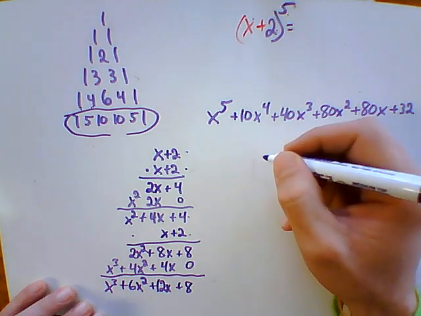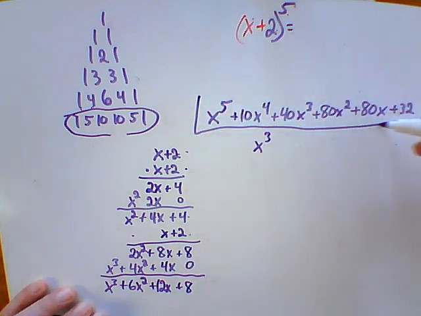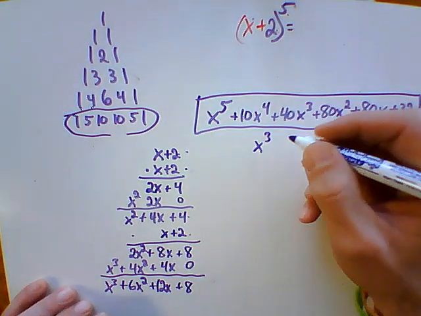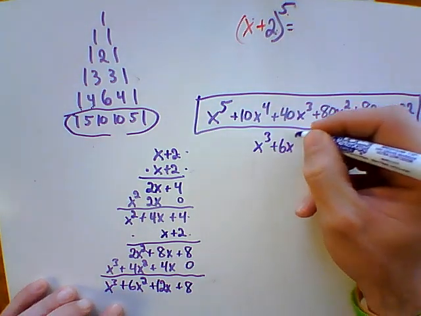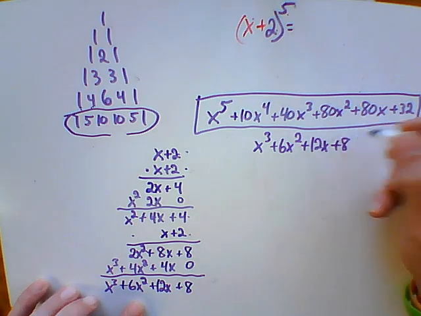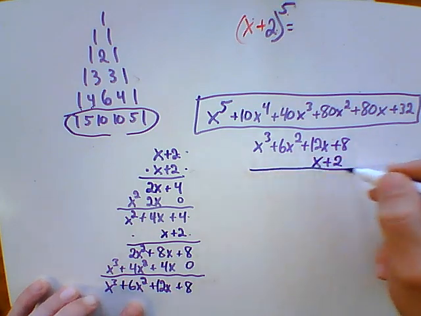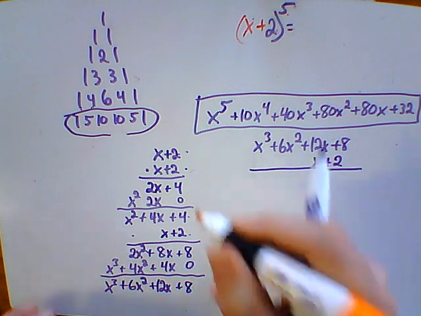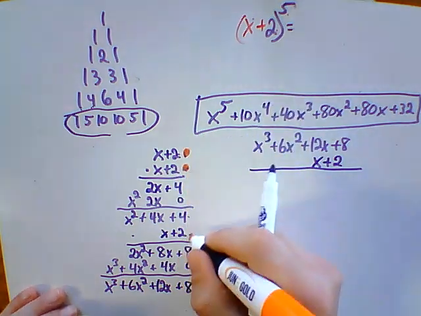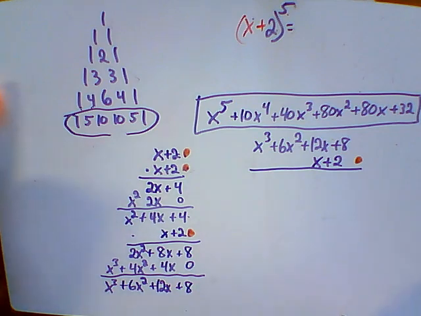Do it a 4th time. I'm going to run out of space, so I'm going to bring it up here. x cubed plus 6x squared plus 12x plus 8. Remember, that is going to be our answer that we did through the triangle. Times another x plus 2. I'm going to make a mark: 1, 2, 3. We've only done it 3 times. This is going to be number 4. So we're still not going to be done.